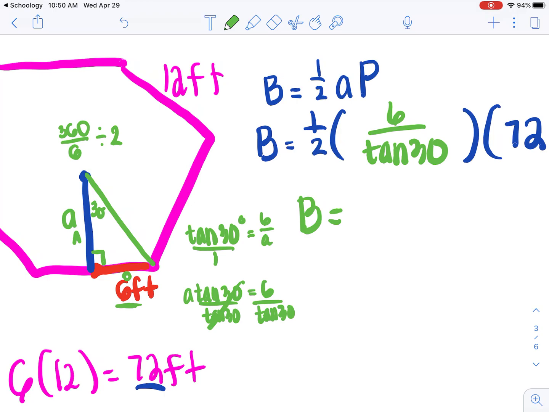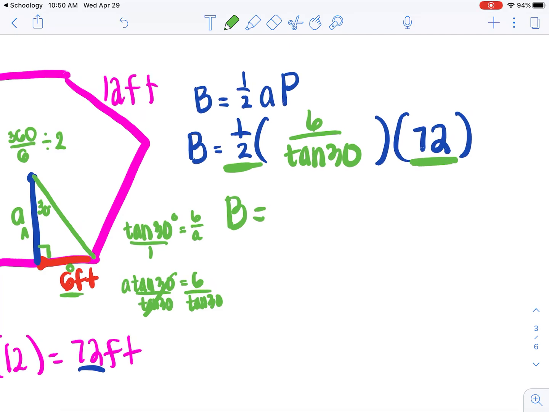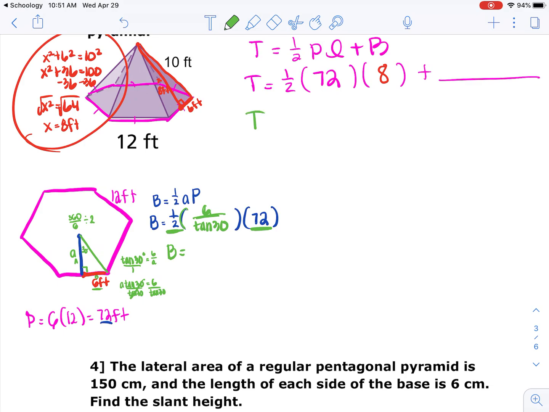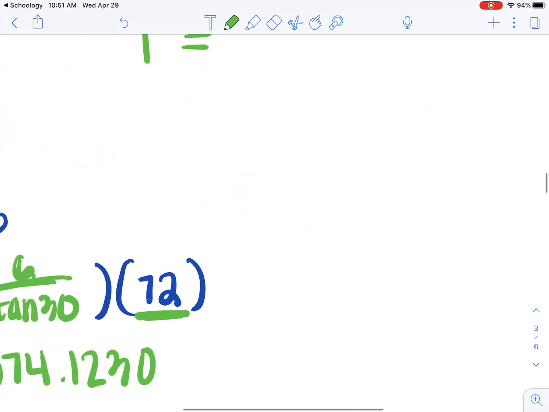All right, so now I'm going to put this in my calculator and see what my base is. So I like to do 1/2 or 0.5 times 72 because that's just like a normal looking number. Then I like to do parentheses, 6 divided by tangent of 30, close the parentheses, enter. Okay, before you write down this answer, is this my final answer? No. I still need to find total surface area, right? So since it's not my final answer, I'm going to write down 4 decimal places so I don't accidentally round too soon.